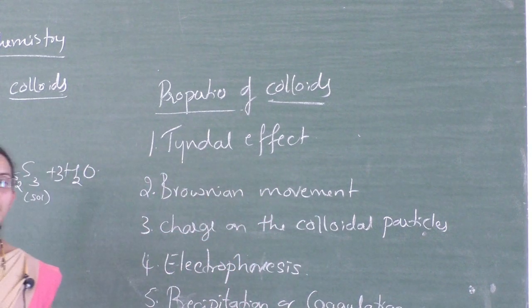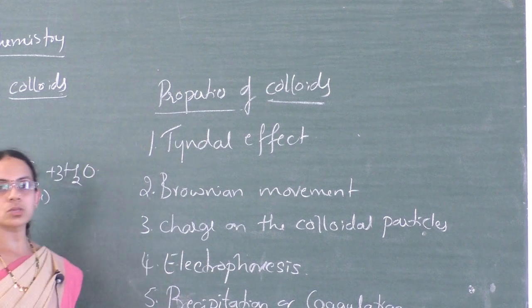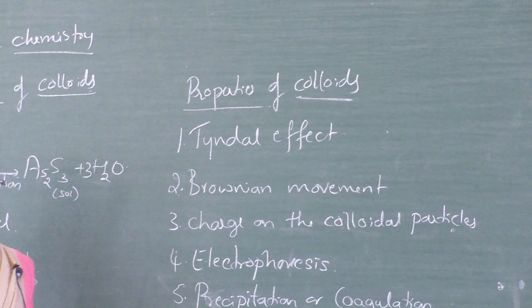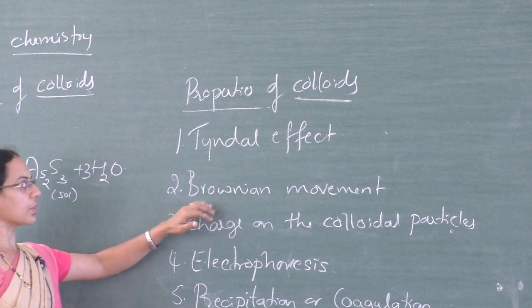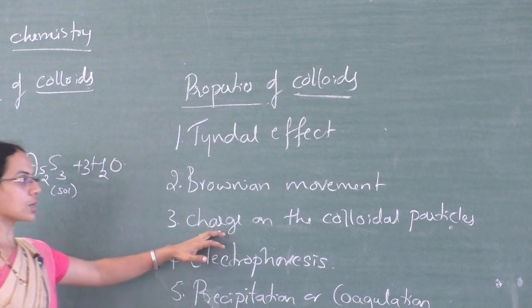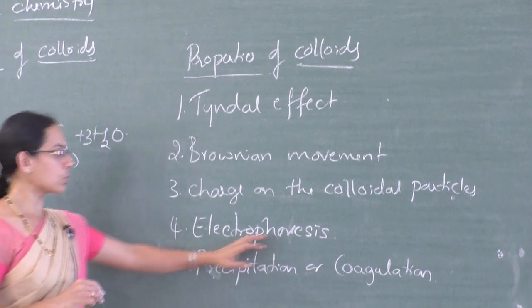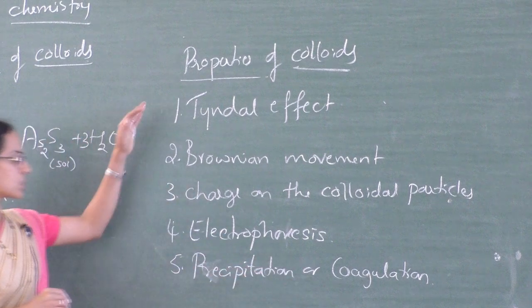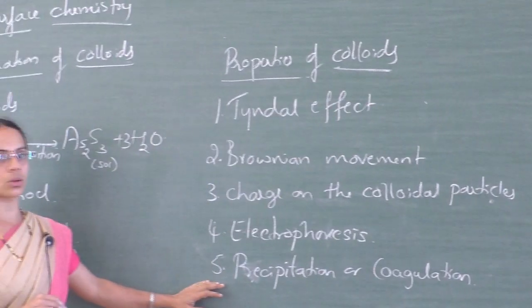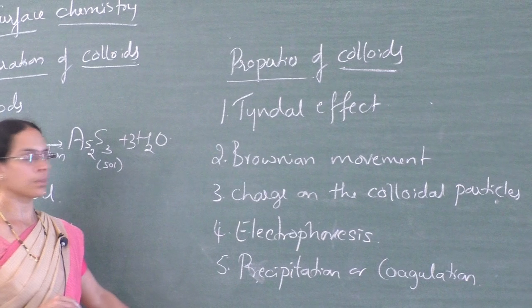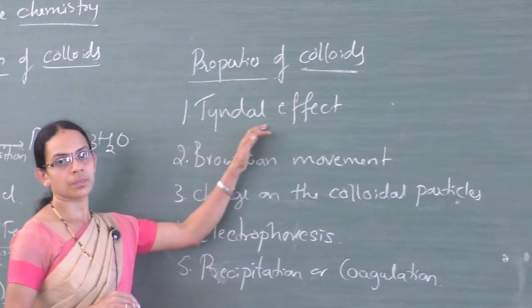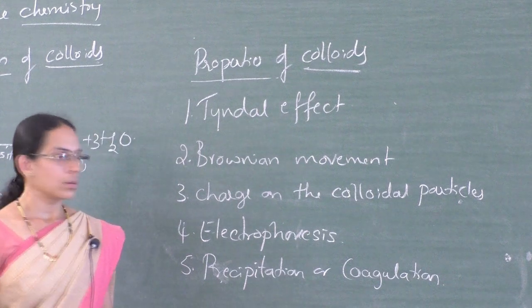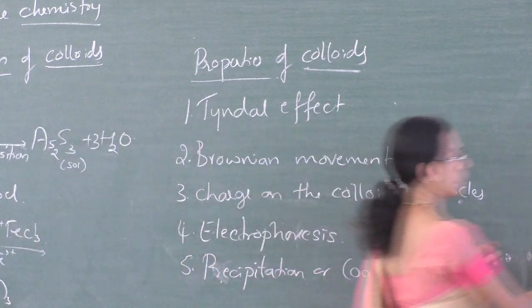Now let us discuss the properties of colloidal solution. There are different properties of colloidal solution like Tyndall effect, Brownian movement, charge on the colloidal particles, electrophoresis and precipitation or coagulation. So these are the different properties of colloidal solution. I will explain one by one. First is Tyndall effect. Tyndall effect means, I will explain with an example.